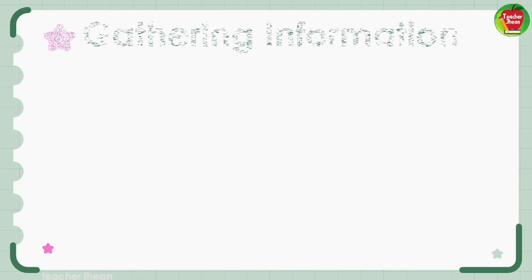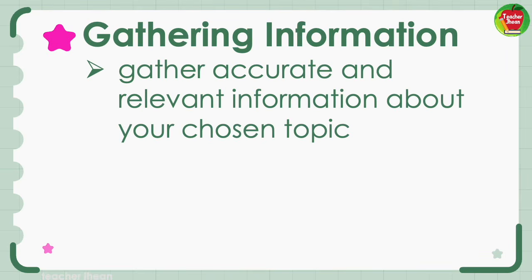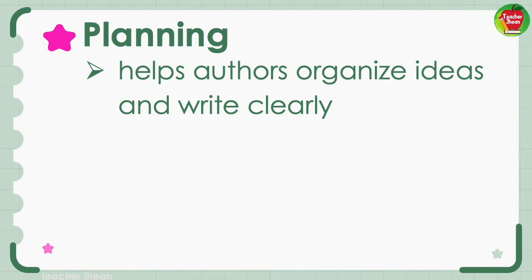The next step is to gather information. Gathering information is to gather accurate and relevant information about your chosen topic. You should have reliable resources like books, reliable websites, and articles. The next step is to have planning. It helps authors organize ideas and write clearly.